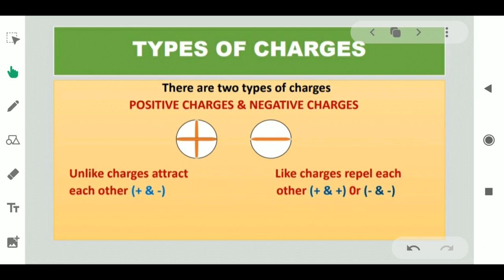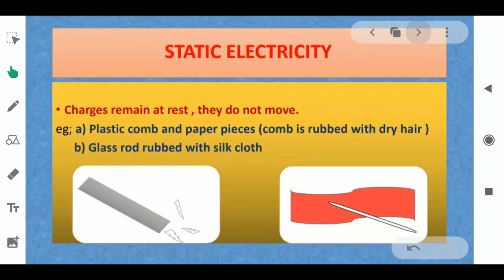So these are the important properties of charges. Clear? Next, static electricity. You may have studied static electricity and current electricity in standard 8. So what do you mean by static electricity? In the case of static electricity, the charges remain at rest, which means there is no movement of charges.